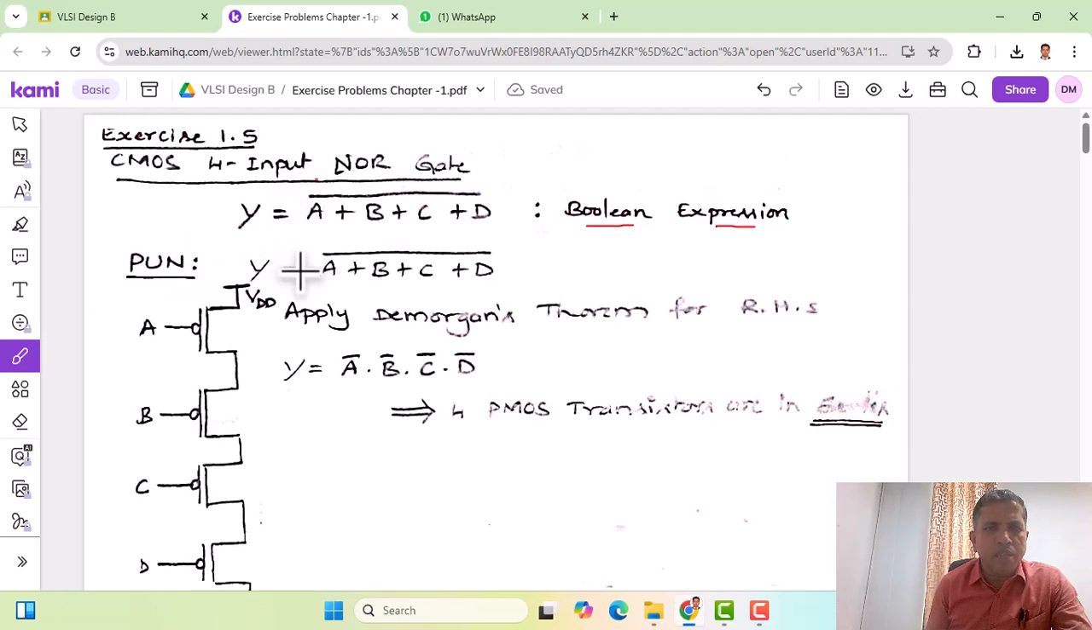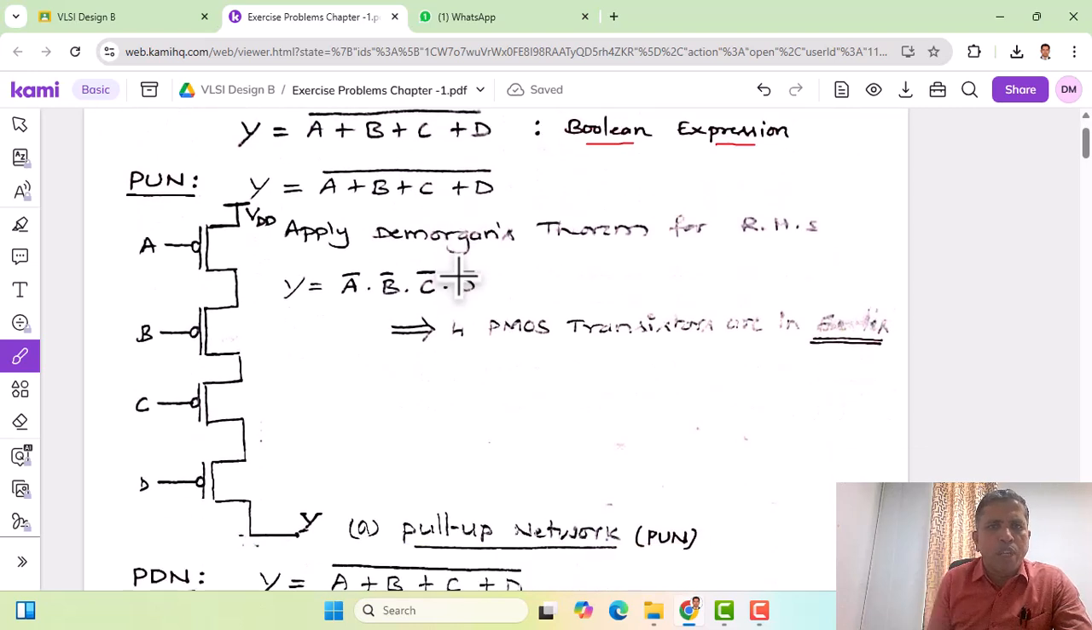So again, rewriting the same expression for the 4-input NOR gate, Y is equal to (A plus B plus C plus D) whole bar. Here we can apply De Morgan's theorem on the right hand side. And what does De Morgan's theorem say? For two variables, (A plus B) whole bar equals A bar into B bar. The complement of the sum is equal to the product of the complements. Okay, that is De Morgan's theorem.